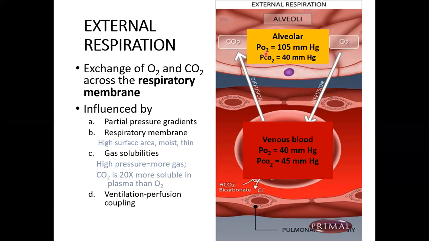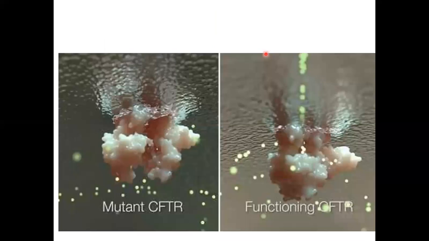And ventilation perfusion coupling is critically important in order to maintain the right levels of oxygen and CO2 in our blood, particularly CO2, because that's what our body is regulating the most and will change our breathing and heart rate the most as a result of.